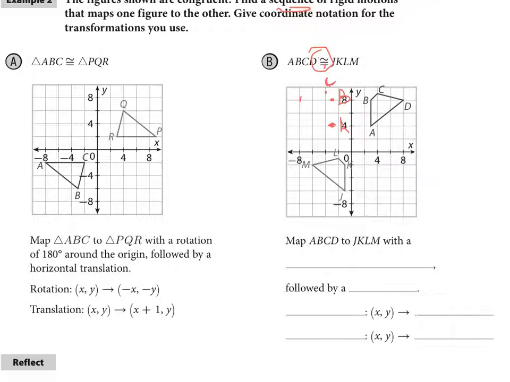Now remember, reflecting across the y-axis means that however far each point is away from the y-axis, that's the way we draw it on the other side. So if we did that, let's write it down here. Reflect across y-axis.